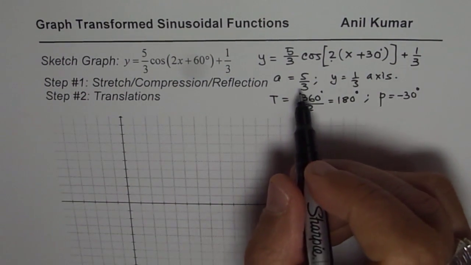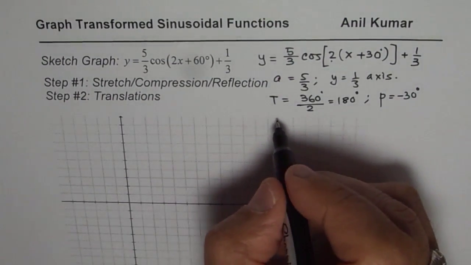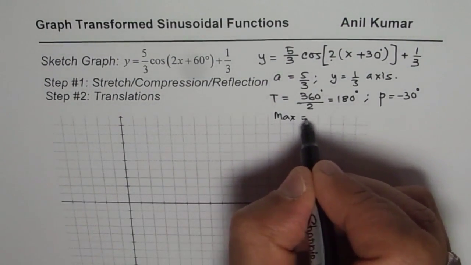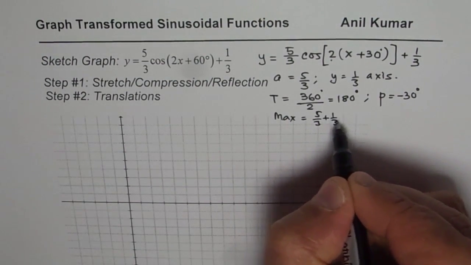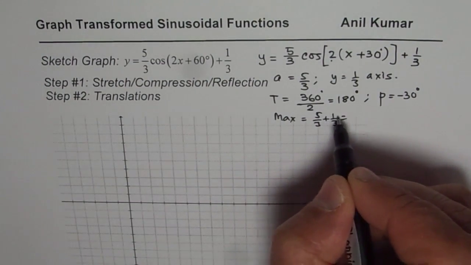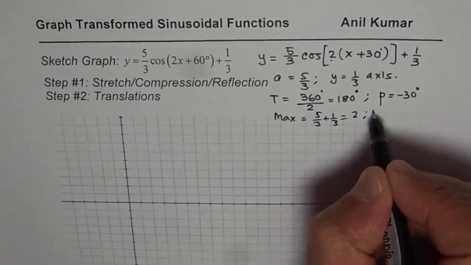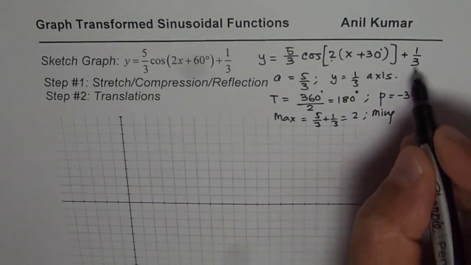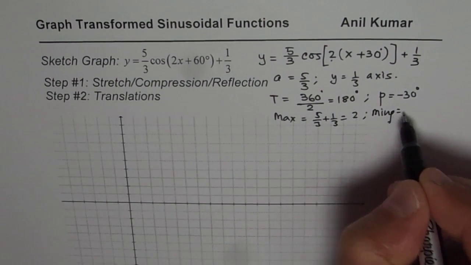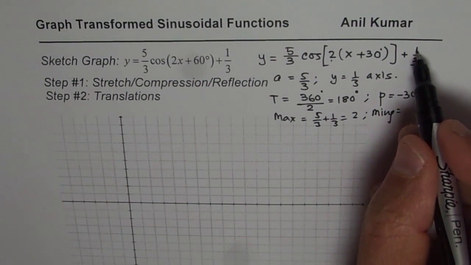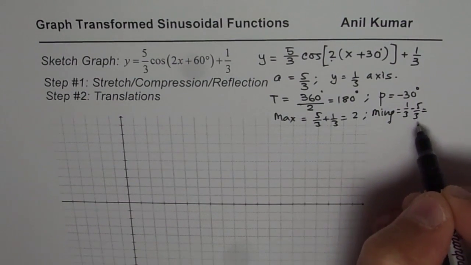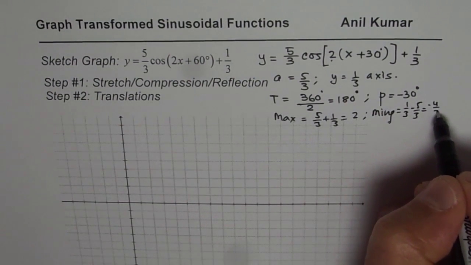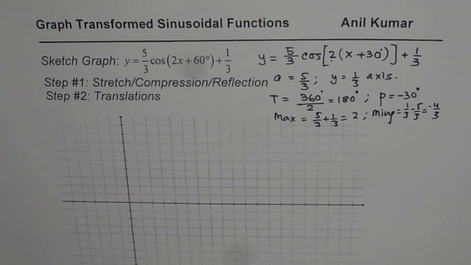You can also get the maximum and minimum. The maximum value will be 5 over 3 plus 1 over 3, which is 6 over 3 or 2, and the minimum value will be 1 over 3 minus 5 over 3, so that is minus 4 over 3. So that is your minimum value.